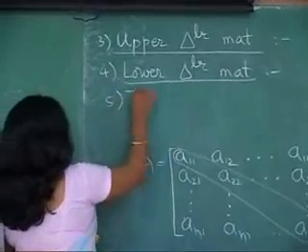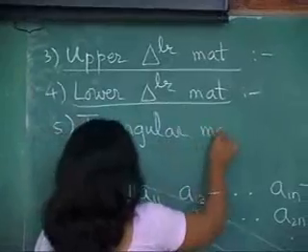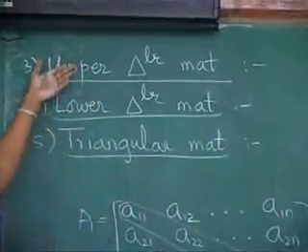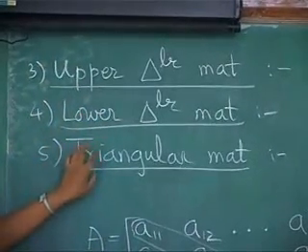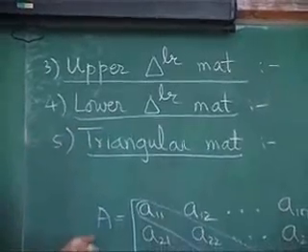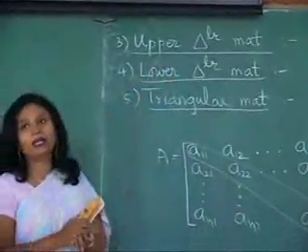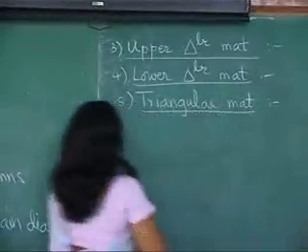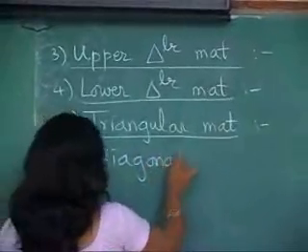And finally, we will say that a matrix is triangular if it is either an upper triangular matrix or a lower triangular matrix. Now we come to a diagonal matrix.